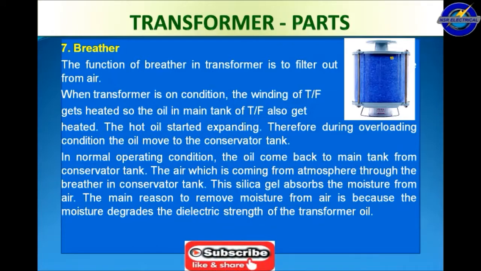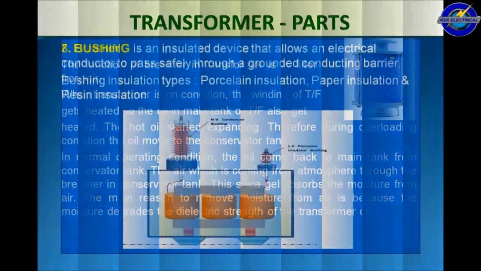The air comes from the atmosphere through the breather in the conservator tank. The silica gel absorbs the moisture from the air. The main reason to remove moisture from the air is that moisture degrades the dielectric strength of the transformer oil.